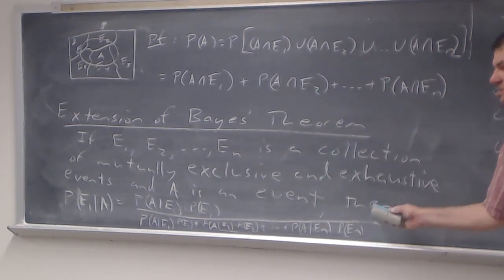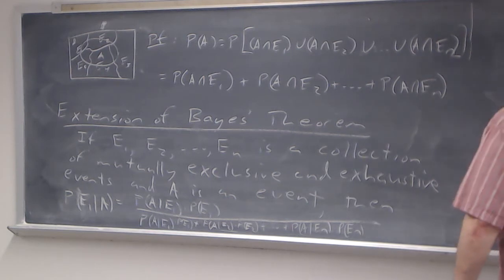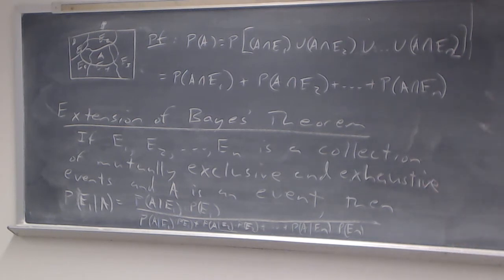And the proof is just like the proof that we had earlier, involves the total law of probability. So I'm not going to give that proof. Instead, I'm just going to do an example, a very simple example, except it's a little long-winded. It takes a little while for me to write it up.